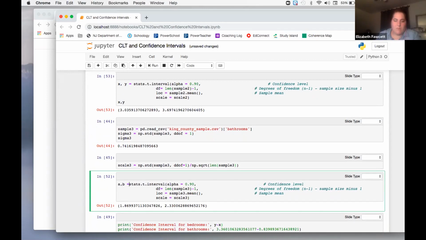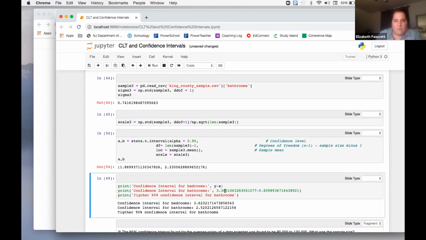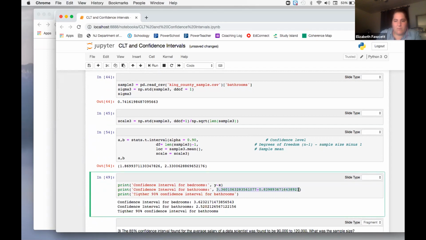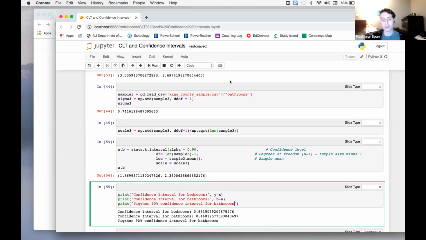Mm-hmm. And then this would be B. And then this one would be B minus A. And then I gotta change this. Oh, it's still bathrooms? That's what I got. Okay. Yep. It's still bathrooms. I was right the first time, even though I was wrong. Got it. So basically what that means is that the interval around the population average for the number of bathrooms is tighter. So we're basically more sure where it lies.